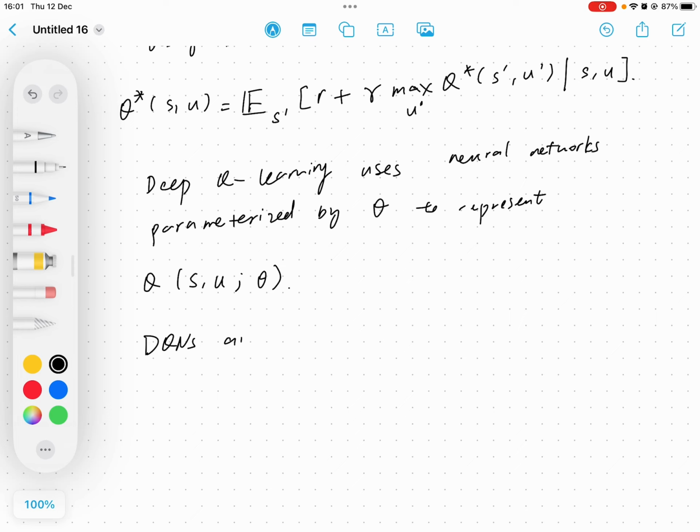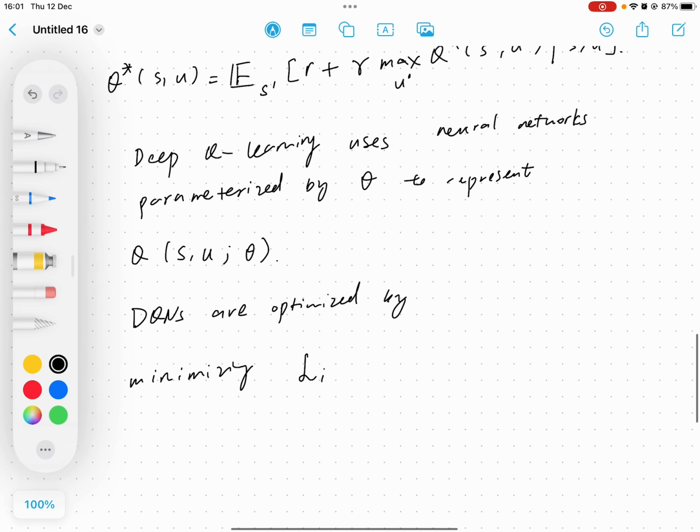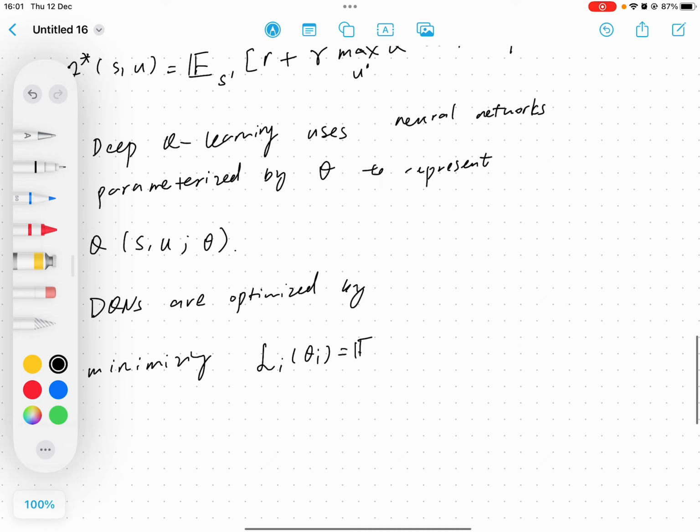So DQNs are optimized by minimizing this loss function. Let's say for each iteration i, L_i of this theta_i, and it'll be an expectation over some so-called experience. This experience includes current state S, current action U, reward, and the next state transition to next state S prime. So this is the so-called experience.